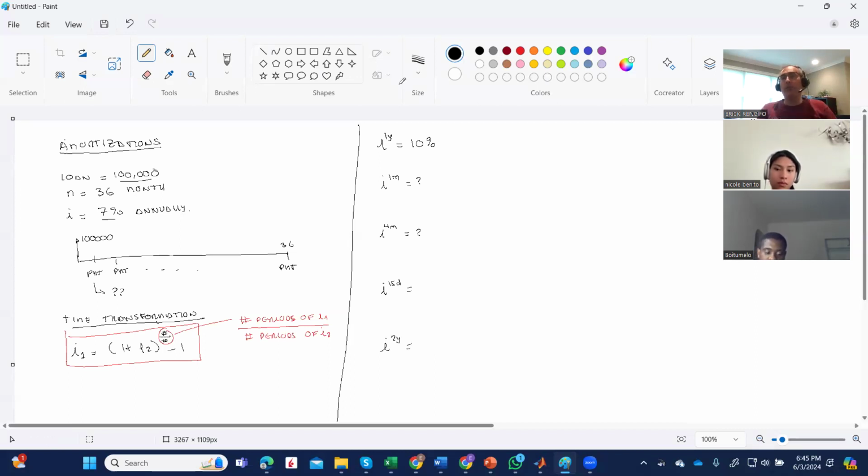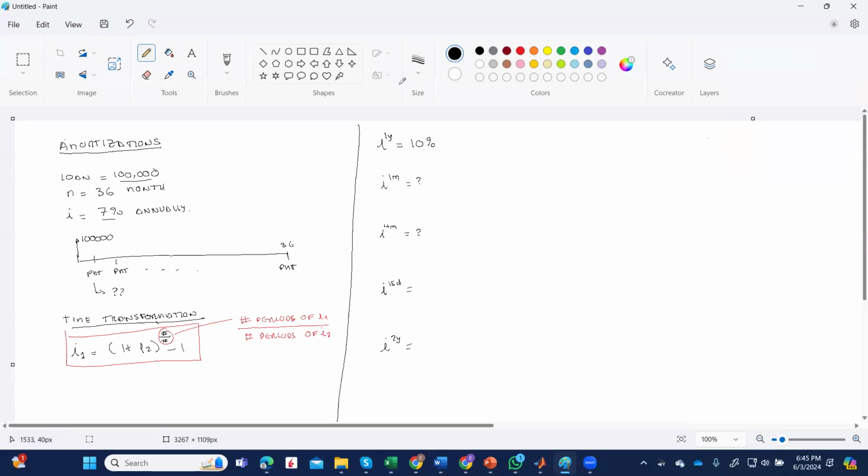Okay, and before moving forward, guys, there are a couple of conventions here. Conventions. One year equals 360 days. 1 month equals 30 days.